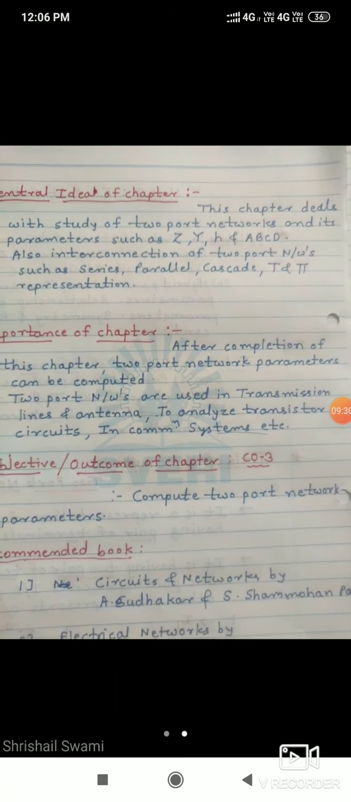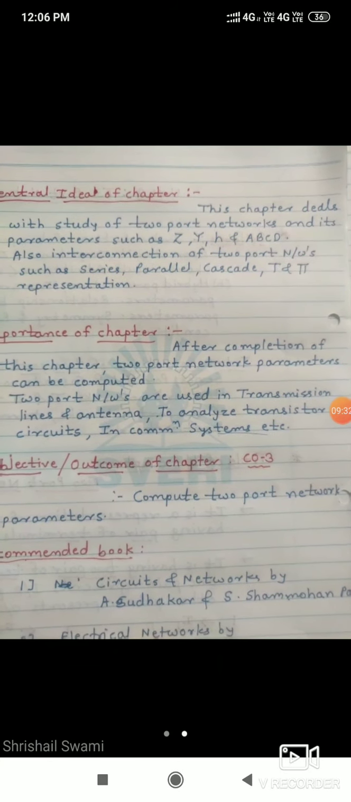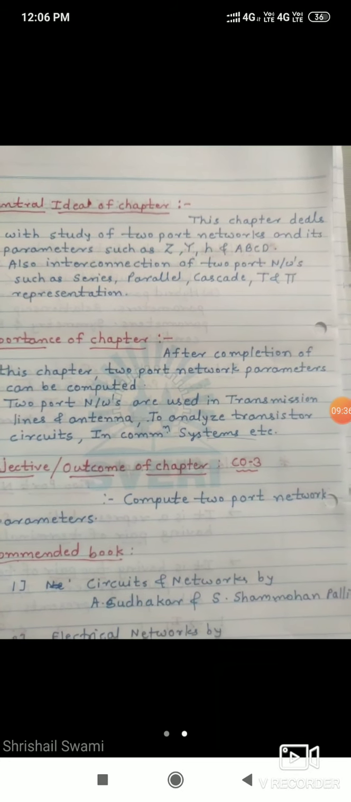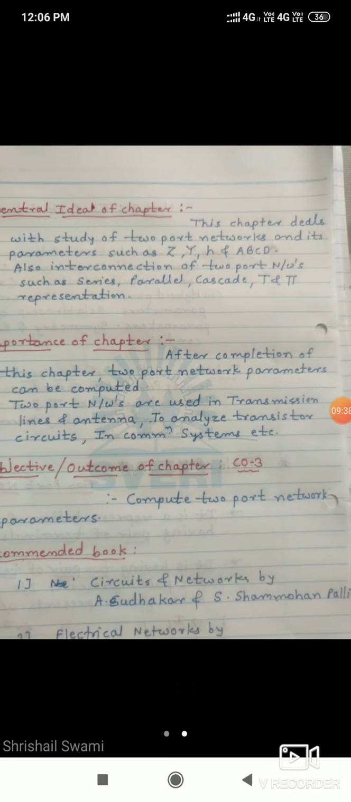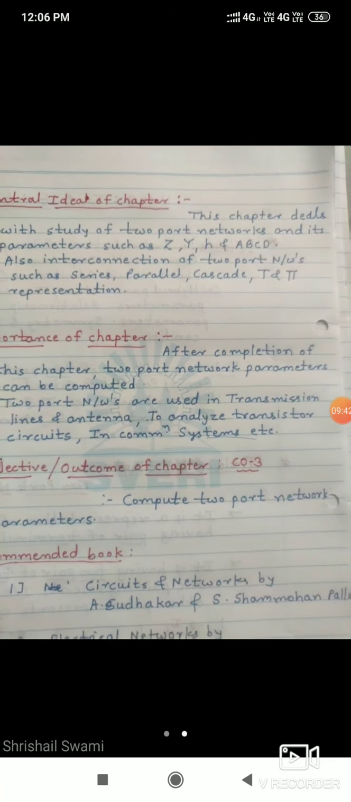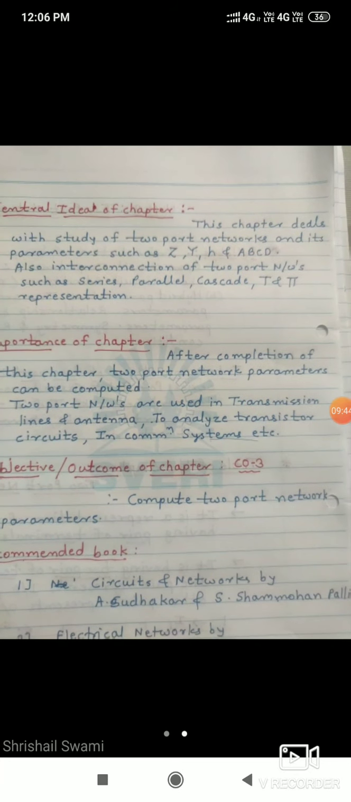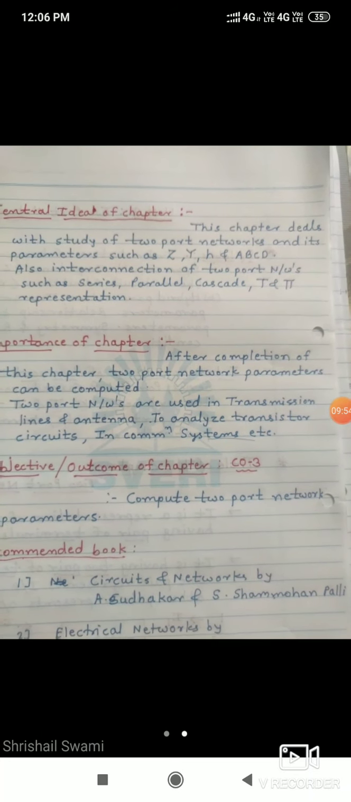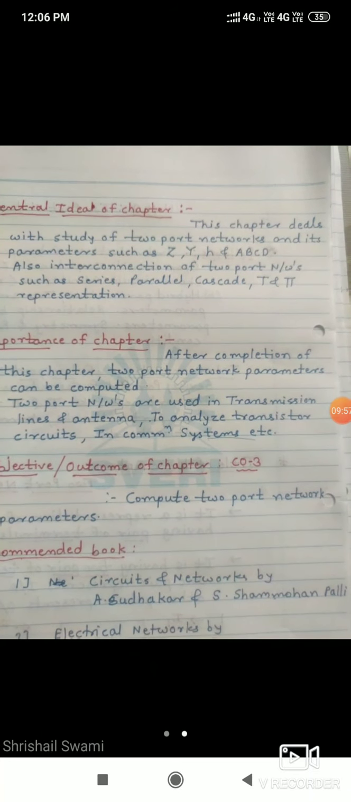So where can we use two-port networks? Z parameters are used to compute the parameters which will be useful for impedance matching. Impedance matching we use for transferring maximum power. We already learned maximum power: if source impedance is matching with load impedance, then maximum power will get transferred. So in that case, Z parameters will be useful.